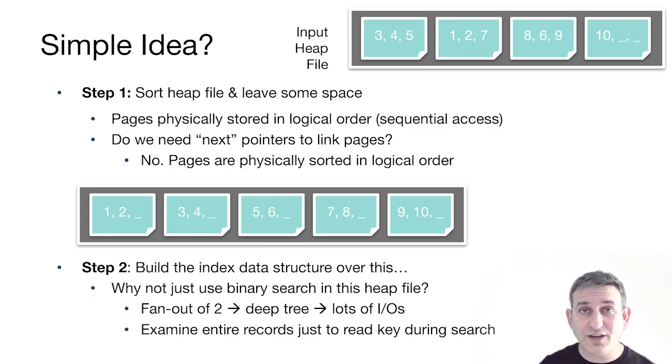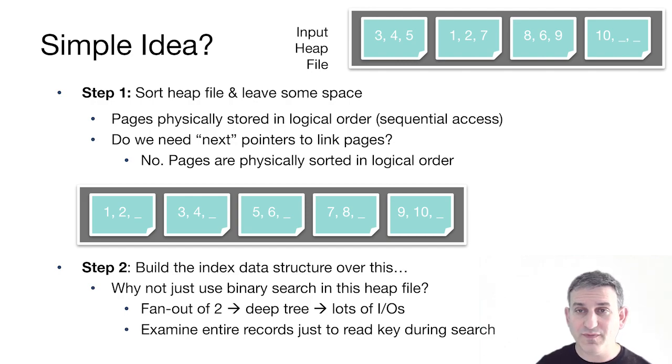For intuition, let's start with a simple idea. Imagine we have an input heap file like the one on the upper right. Now that heap file is showing individual values, where in a database we would probably have entire rows on these pages. So keep that in mind, that these values might be entire rows in general.